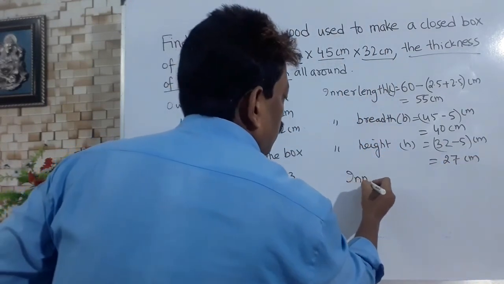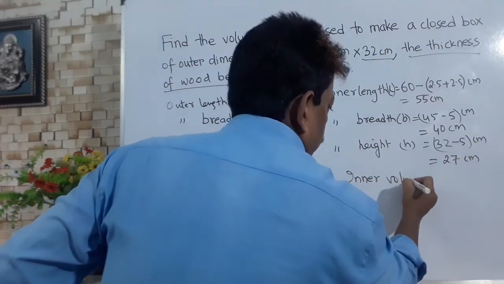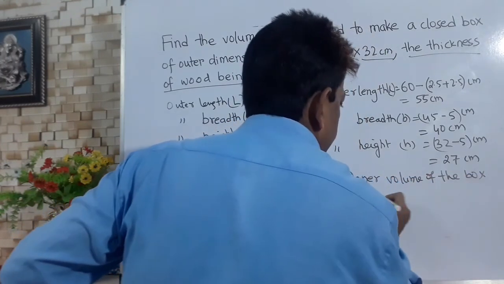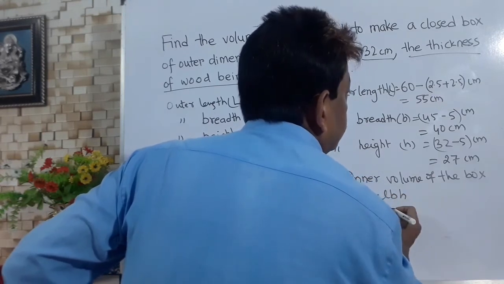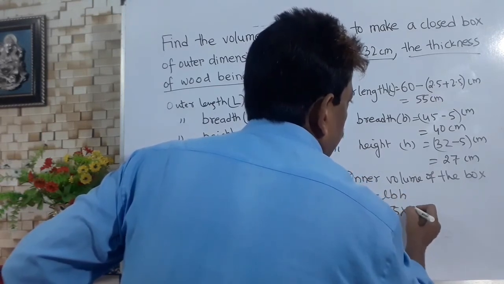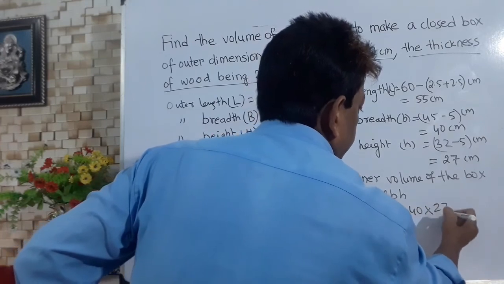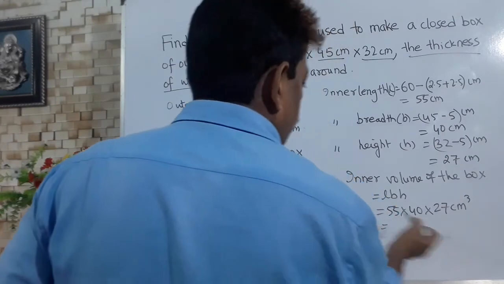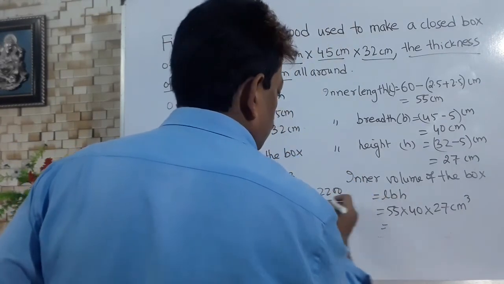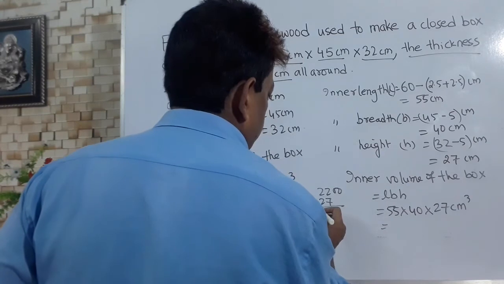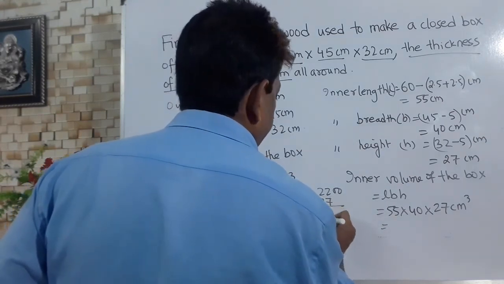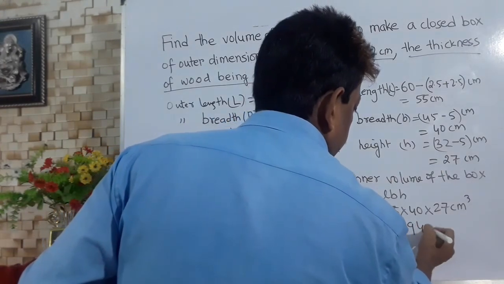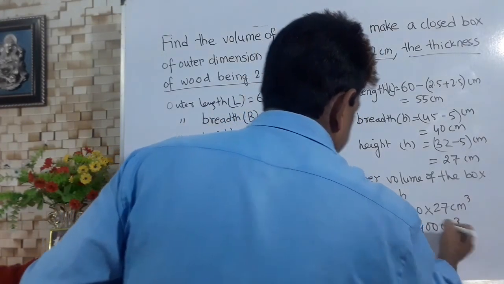So inner volume of the box equals L into B into H, that is 55 into 40 into 27 centimeter cube. So this is 2200 into 27, so it will be 59400 centimeter cube.